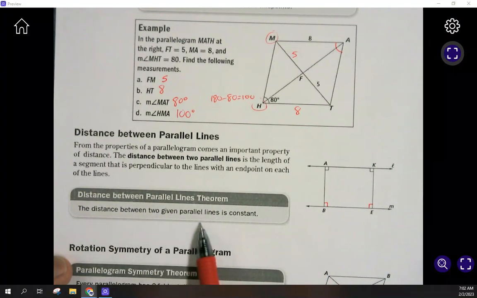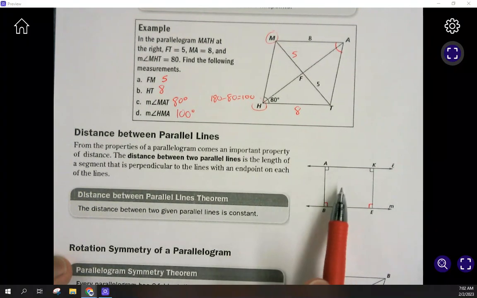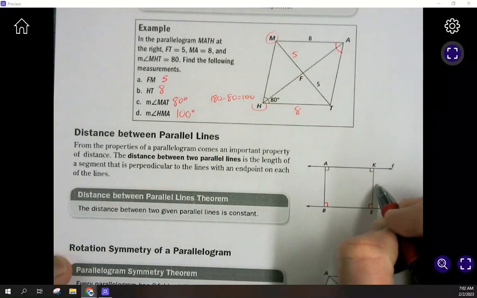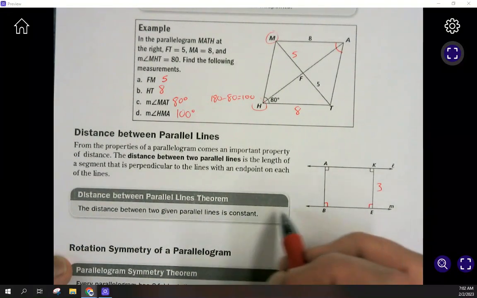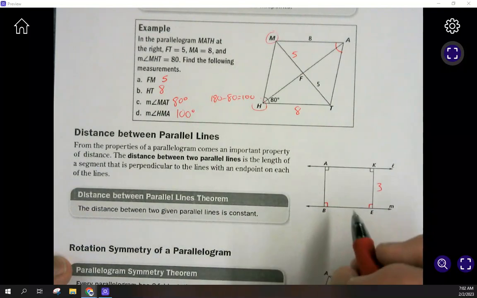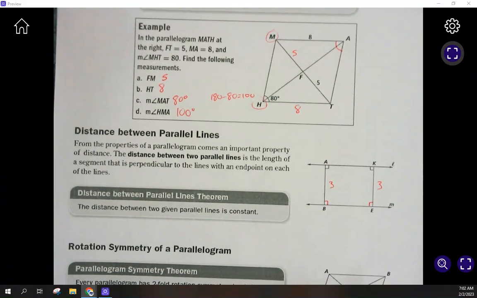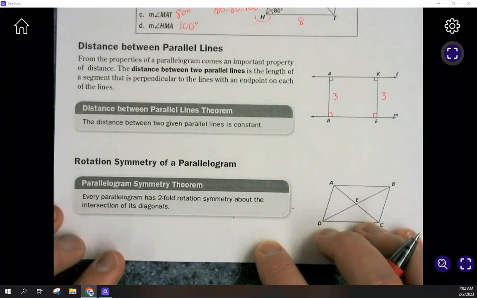All right, so the distance between two parallel lines is constant. That is the parallel lines theorem. So if I know that this is 3, I can measure that anywhere between these parallel lines, it's always going to be 3. Parallel lines never get farther apart or closer together, so if you have the distance in one spot, you have the distance between them everywhere.